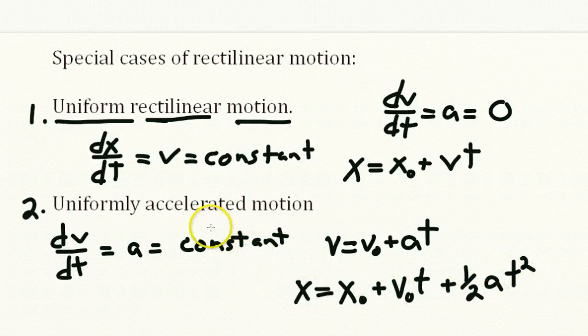So the point of this is that there are special cases of rectilinear motion. If you hear this phrase, uniform rectilinear motion, it means that the velocity is constant and these equations apply. If you hear this term, uniformly accelerated motion, that means the acceleration is constant and these equations apply. So these are two special cases of rectilinear motion.